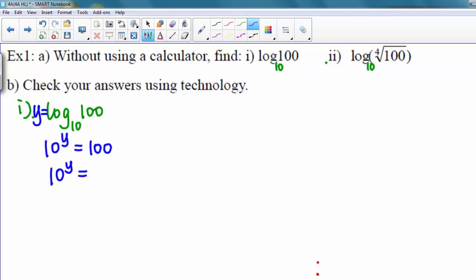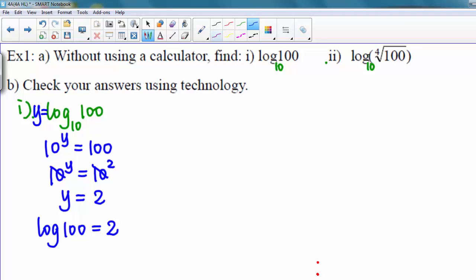We know, okay, 100 is 10 squared. So we can change both of these two sides to the common base. Both of them have base 10. We can ignore the base, and their exponents must be equal. So y equals 2, which means log 100 equals 2. Okay, so this is the first method.